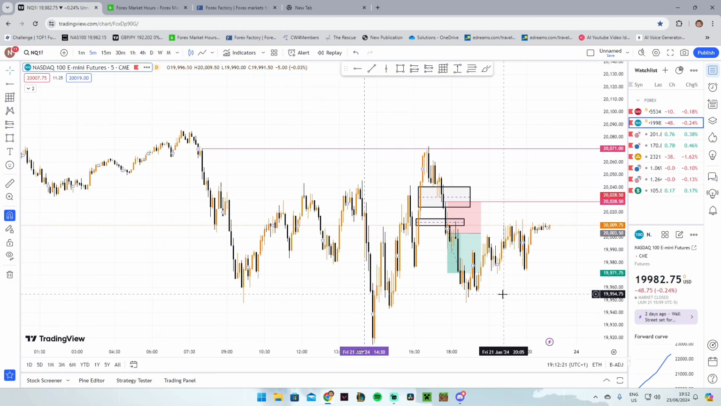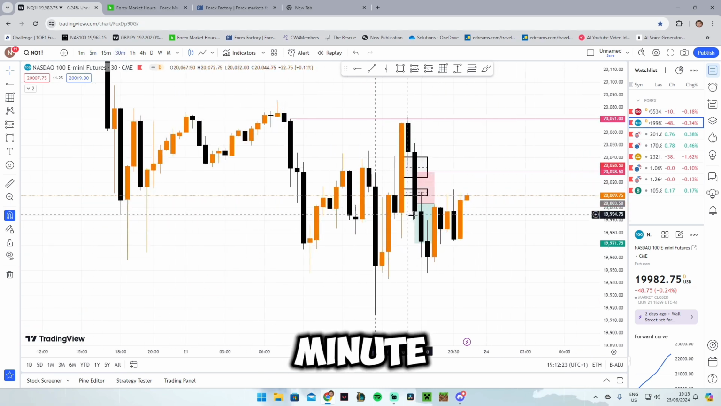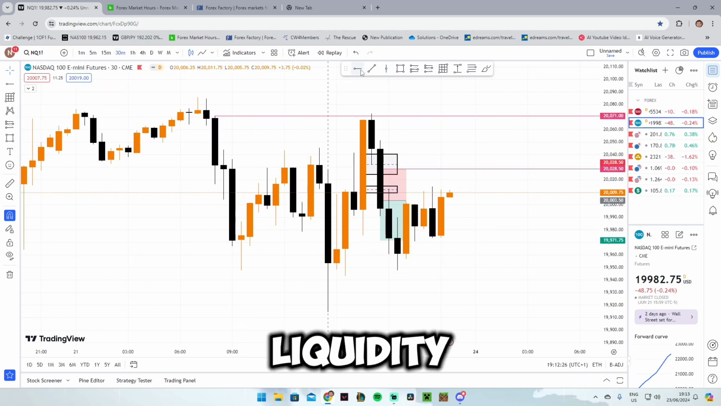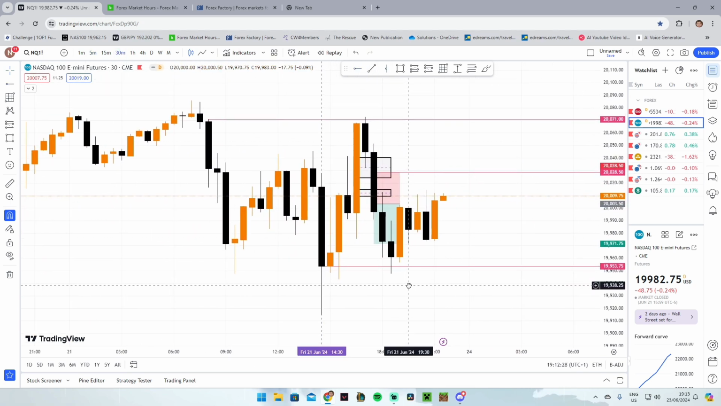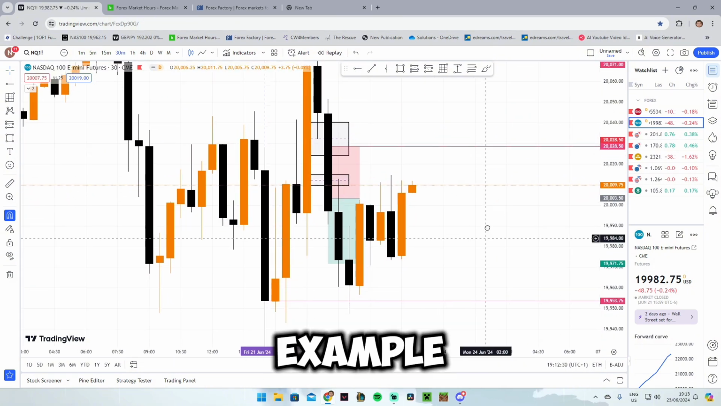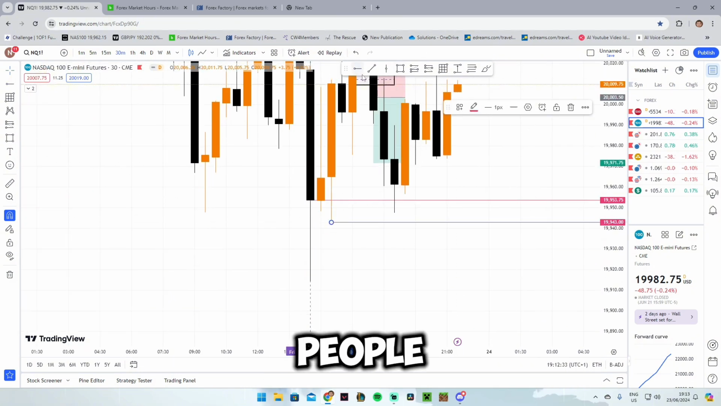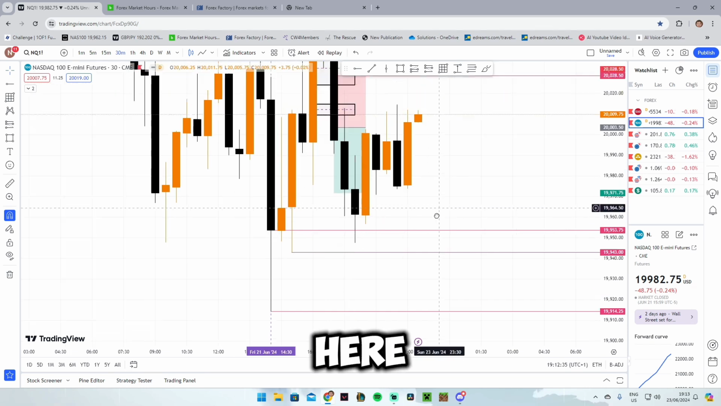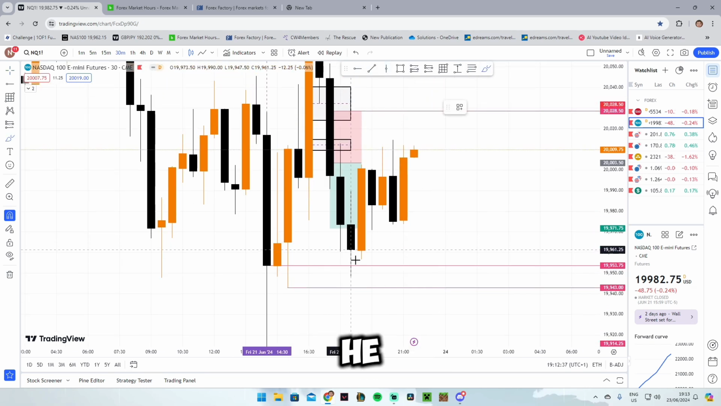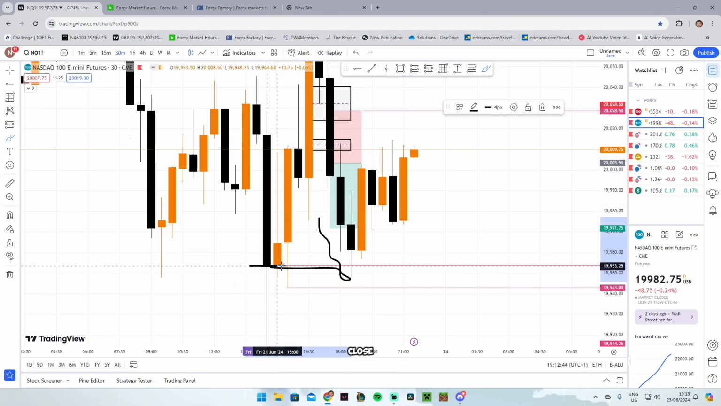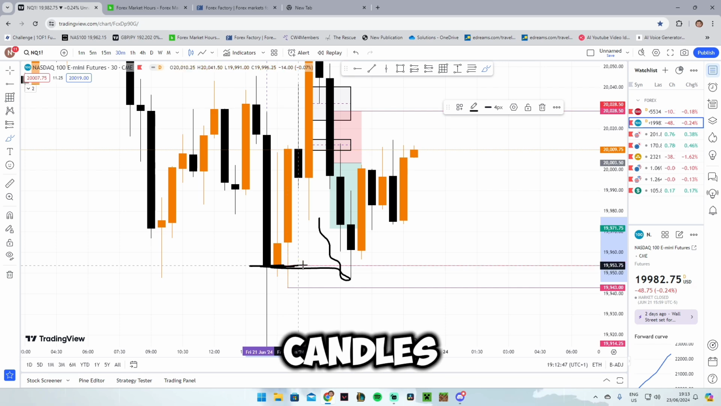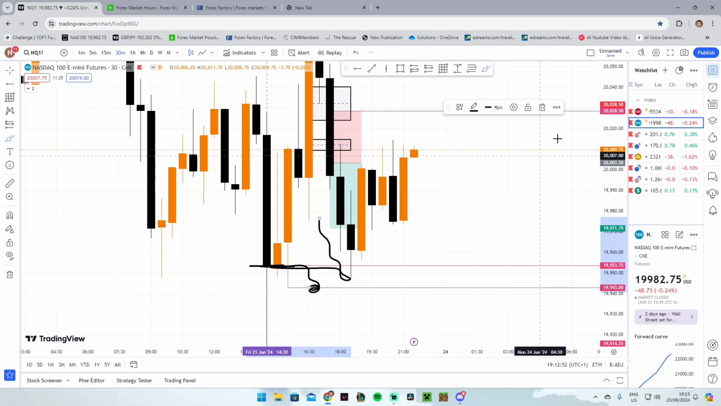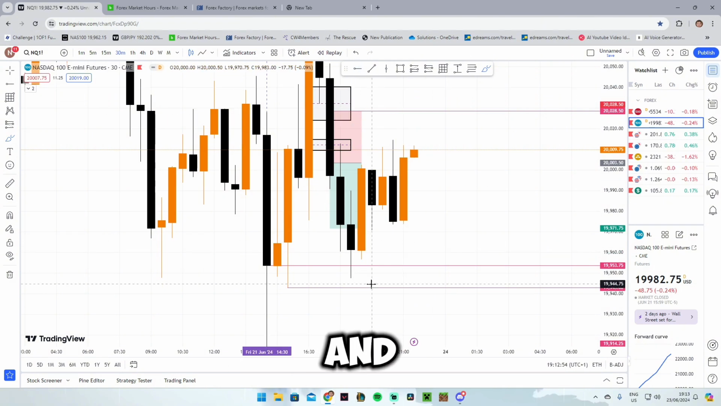And obviously we want to look for 30-minute draws on liquidity. Boom. See what I mean? This is a perfect example. Most people would put their draws on liquidity here. What does price do? It didn't even touch it. It sweeps this open and close on these candles, but it just doesn't go anywhere near this, and it trails back up.